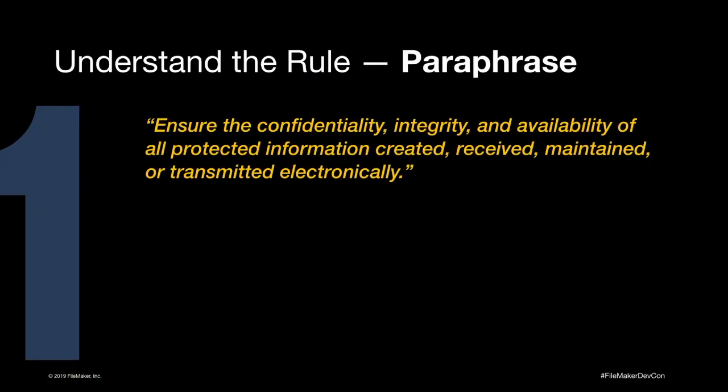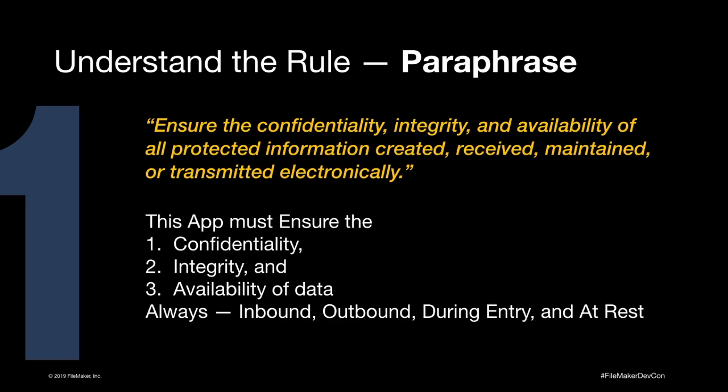So step 1, understand the rule using paraphrase. Now this excerpt from HIPAA, which I won't read, you feel free to read it later, this establishes what covered entities and their business associates must do. And the paraphrasing here is actually 3 words longer than the rule because it more explicitly clarifies when the requirements are applicable. So our paraphrase is, the app must ensure the confidentiality, integrity, and availability of data, always, inbound, outbound, during entry, and at rest.